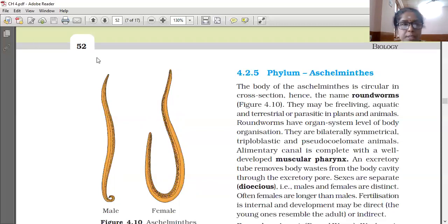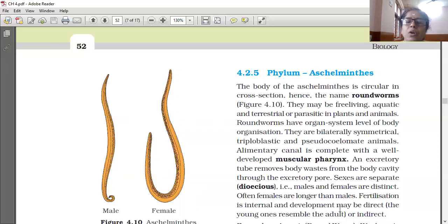Sexes are separate. See that, male and female are separate. Up to now we had learned that the sexes are not separate, meaning monoecious. Here sexes are separate, meaning two organisms will be there, so it got the name dioecious. Di means two organisms. Males and females are distinct.